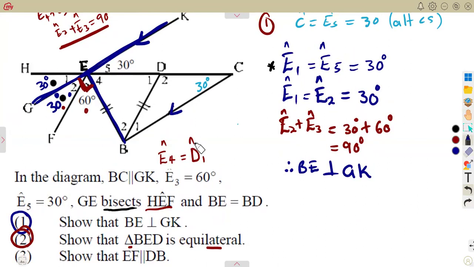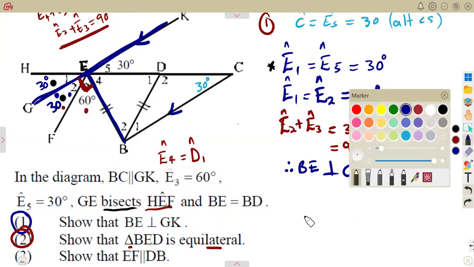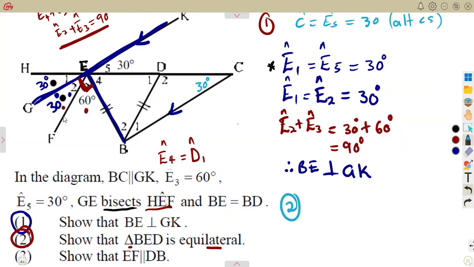So BED, let's see, from B to E to D, this one. This is the triangle that we are talking about here. We need to prove that this triangle is equilateral. So we're just going to work with the angles there. All right, let's work with the angles. Remember, we have got a straight line here. So we can calculate angle E4. Let's start with angle E4.